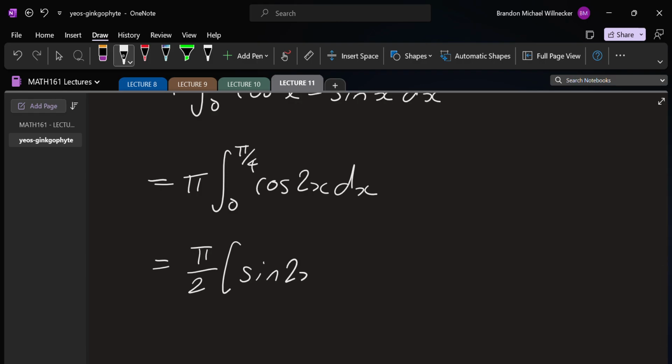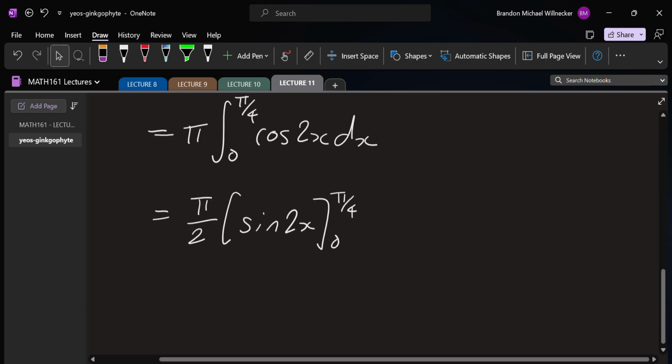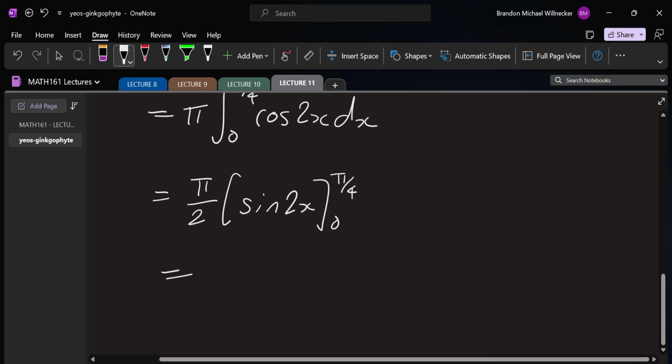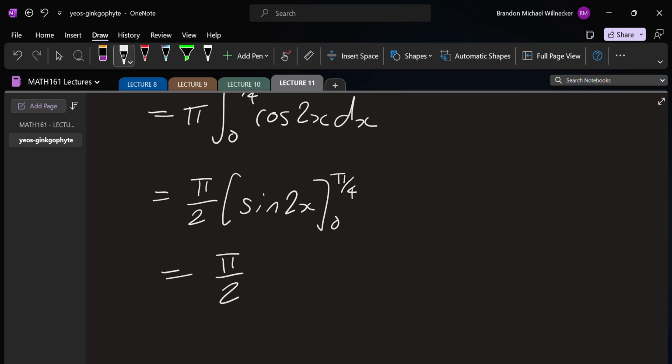Okay, so that's going to be pi over 2, and then we have sine 2x from 0 to pi over 4. The 0 doesn't do anything, it will just be 0. Sine of pi over 2, that's 1. So we just end up with pi over 2 units cubed. All right. Any questions on this one?